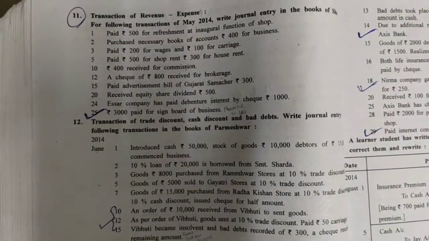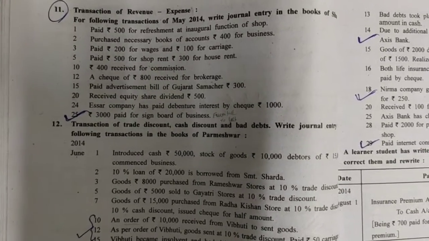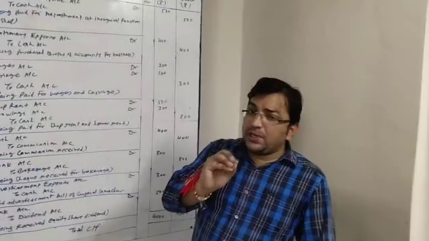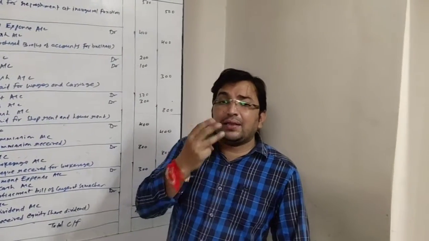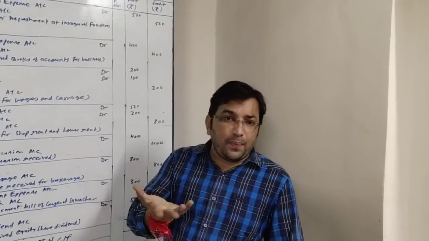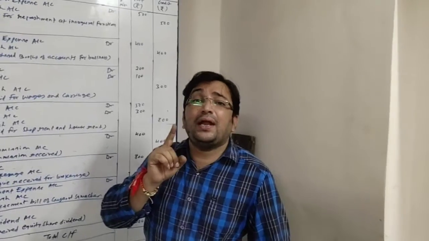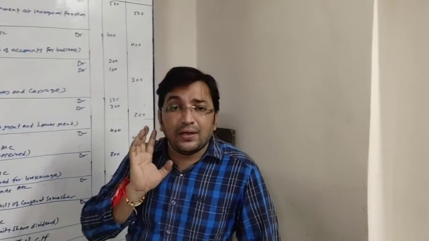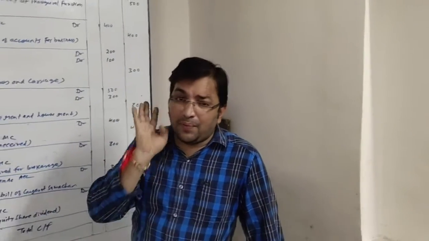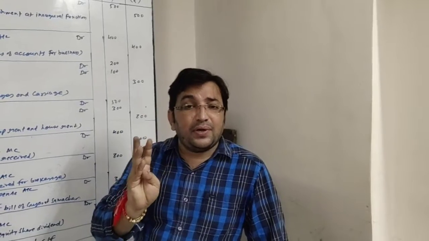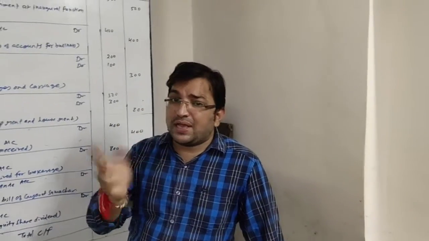The next transaction is on date 5. Paid rupees 500 for shop rent and 300 for house rent. Rupees 500 paid for shop rent and 300 for house rent. Shop rent being an expense will be debited. House rent is a drawing. So instead of house rent, what will we write? Drawings account debited. So here the entry will be shop rent account debited 500. House rent, that is drawings account debited 300, to cash account because cash is going out.